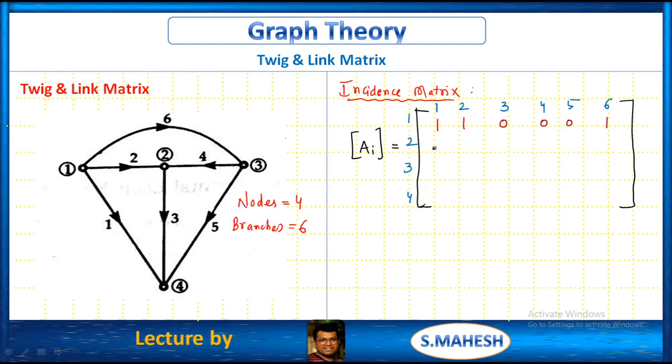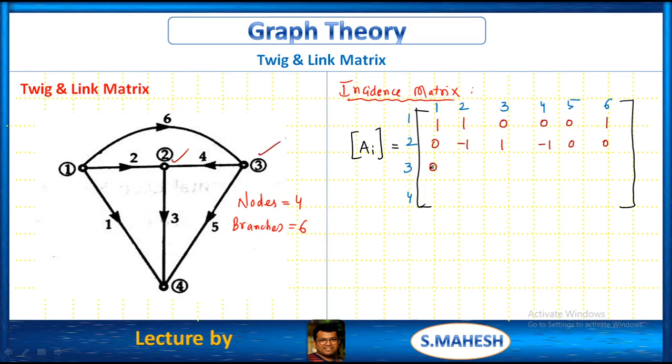Like that, branch 1, 2. So here I am considering node 2, branch 1. This is node 2. So for that, branch 1, 0. Node 2, branch 2, oriented towards, minus 1. Branch 3 away, 1. Branch 4 towards, minus 1. Branch 5 there is no connection, 0. Like that branch 6 there is no connection, 0. Clear, right? Next, node 3.